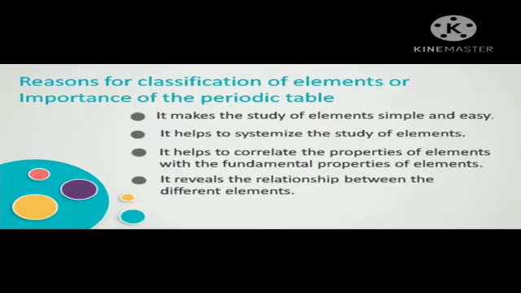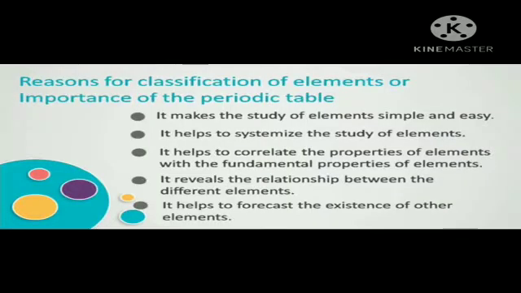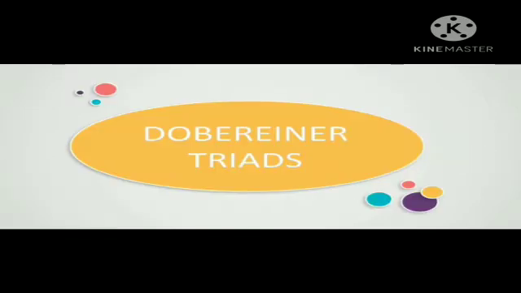Next, it reveals the relationship between the different elements. For example, fluorine and chlorine are both kept in the same group because both are non-metals, both are gases, both have 7 electrons in their outermost shell, both have atomicity 2, and both react with metals to form ionic compounds, etc. Right? It also helps to forecast the existence of other elements, meaning we can tell what the next element would be.